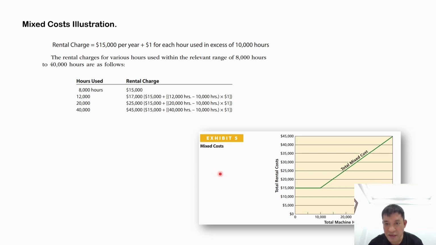Exhibit 5 shows the graph here on the total machine hours versus the total rental costs. You can see here that the rental cost is fixed until 10,000 hours, and it became variable in excess of 10,000 hours, which is as per the rental charge, $1 for each hour used in excess of 10,000 hours.